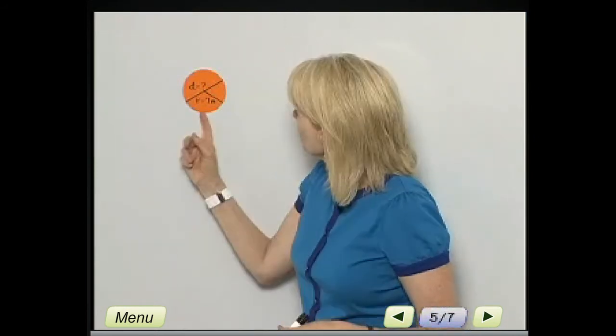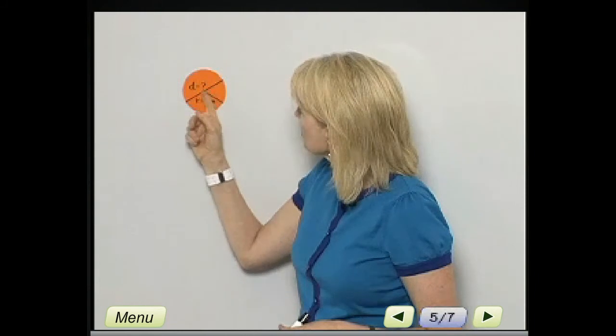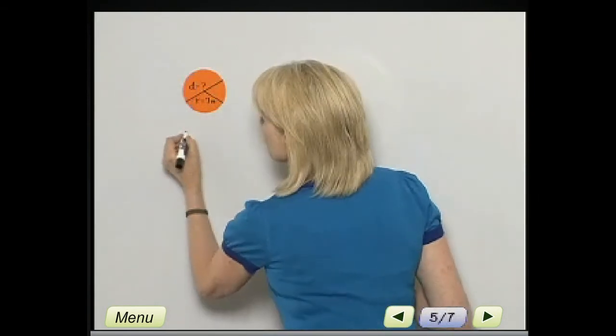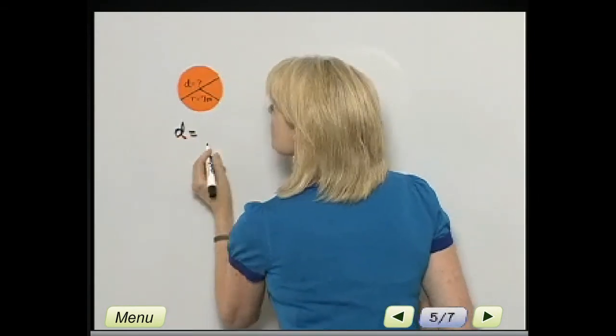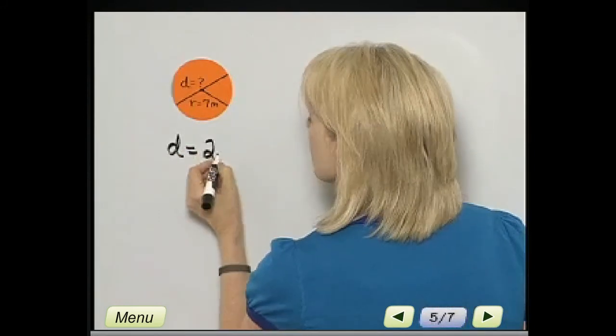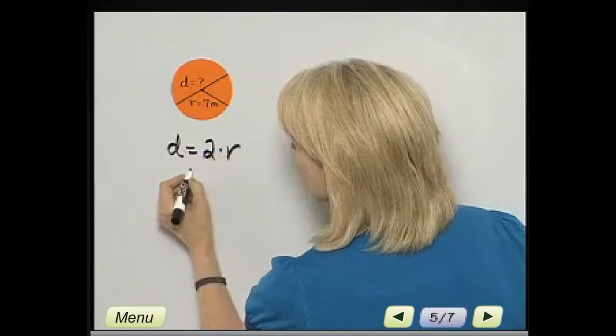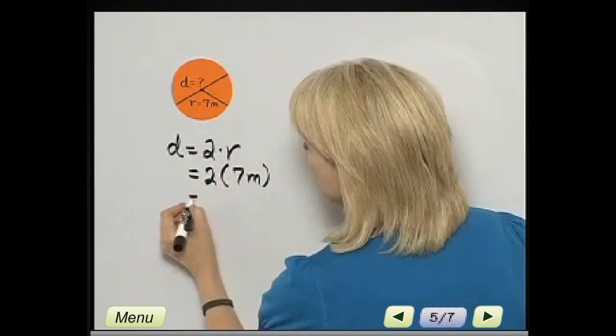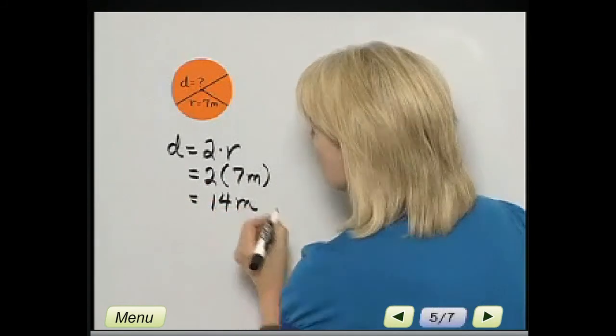An example of a circle: we are given that the radius of this circle is 7 meters, and we want to find the diameter. So we just want to make sure you realize that the diameter is twice the radius, or the radius is half the diameter. So the diameter here of this particular circle is twice the radius, so 2 times the radius, which is 7 meters. The diameter then is 14 meters.